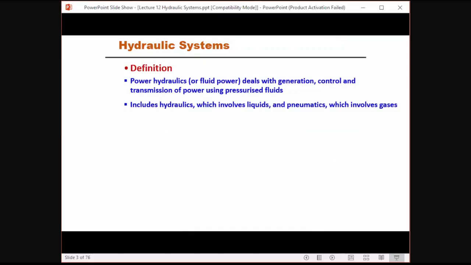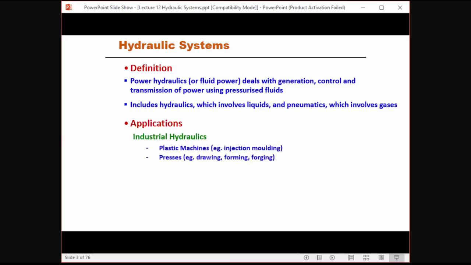Okay, what is a hydraulic system? What are the things you know about hydraulics? Hydraulic is a fluid. Can you give some idea about hydraulic oil?